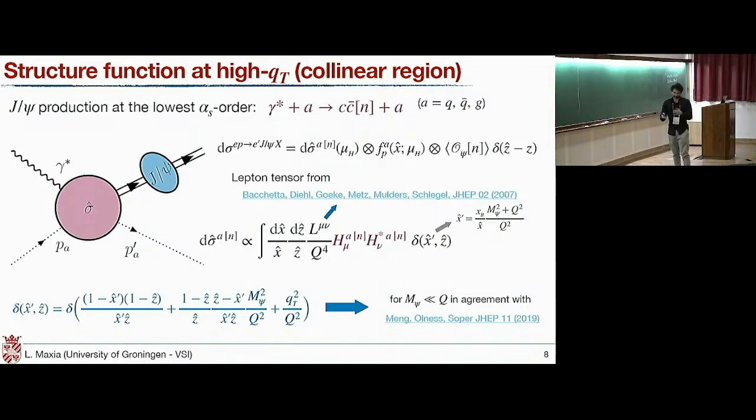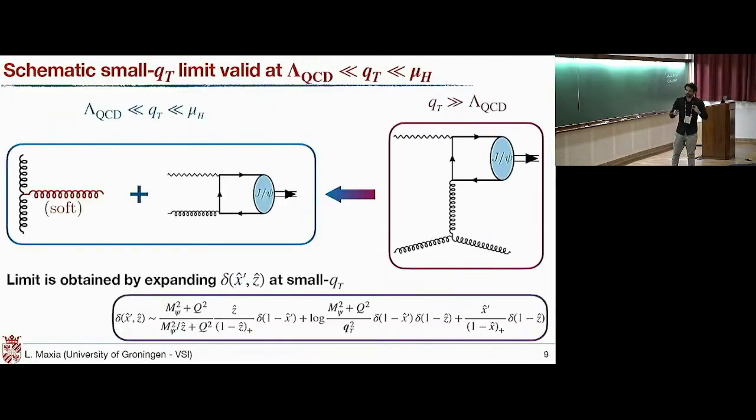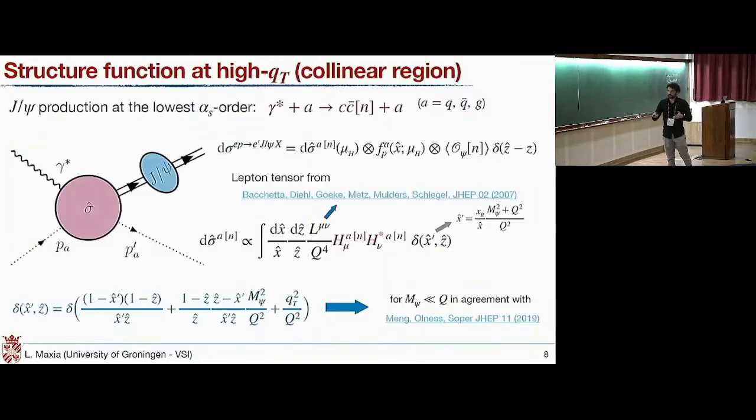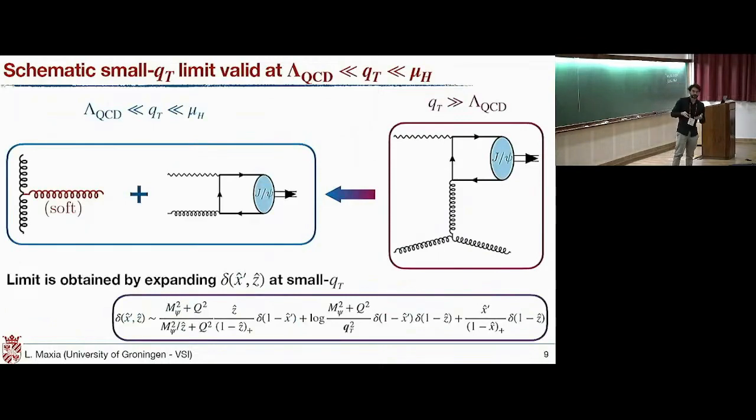Of course, since you have a heavy object, the jet size are heavy objects, you will have the mass appearing here and there. So the idea now is, we have this kind of result for the high transverse momentum, and you want to achieve this small QT limit, so you want to go into the intermediate region. A schematic way to do that is that you start from these diagrams that are valid for the high transverse momentum region, and you do the small QT limit.